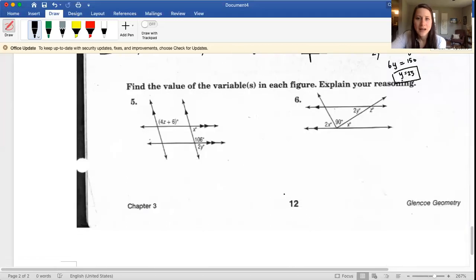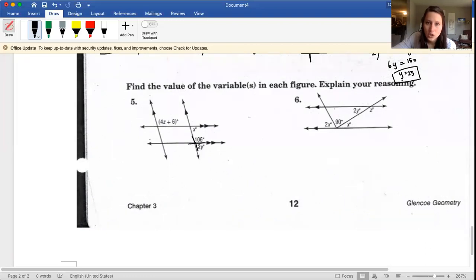Last two problems. So it says find the value of the variables in each figure, explain your reasoning. So we've got a little more going on. First of all, we've got z, x, and y. So we have to use what we know about certain relationships to find each thing. Let's look at y first.